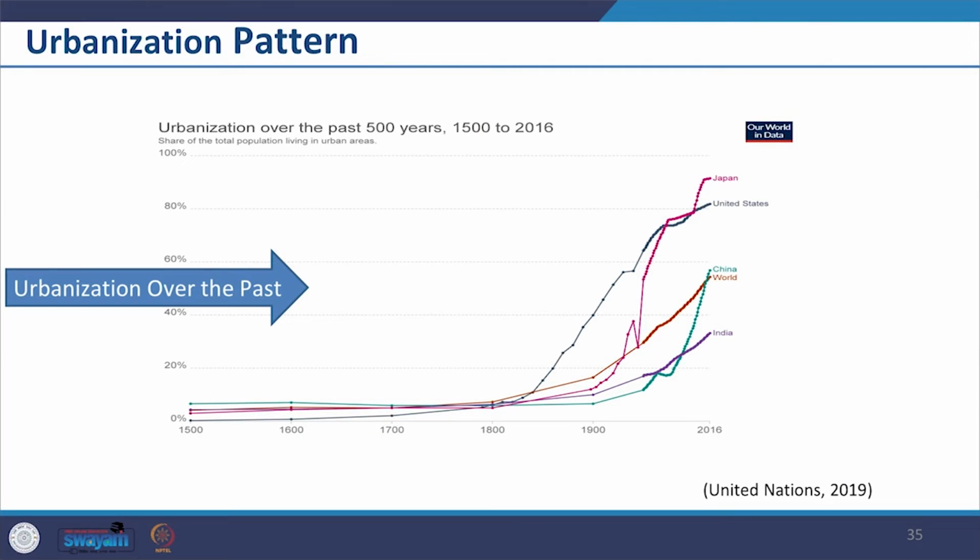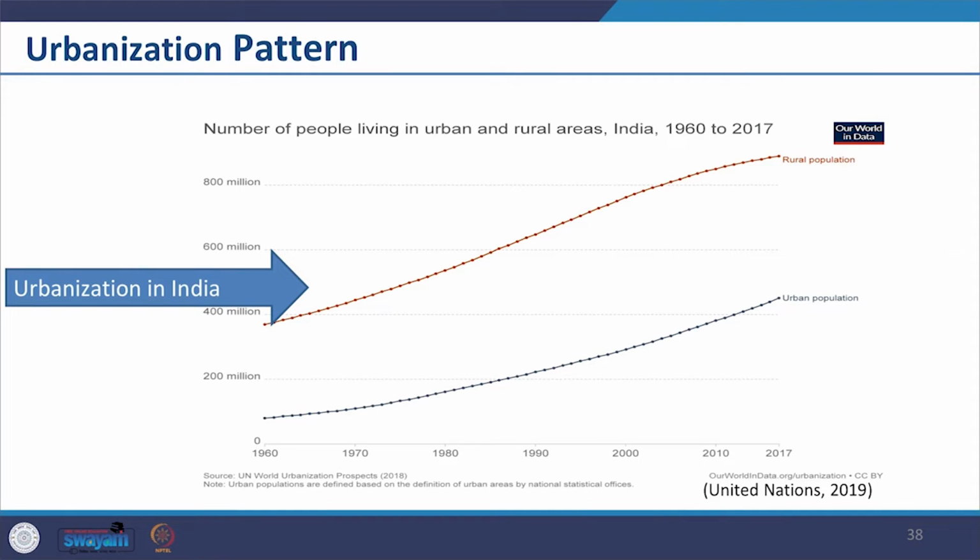We review India's growth so far. Looking at the data from 1500 to 2016, our urbanization rate has been lower compared to the world, Japan, United States and China. We see that the rural population is higher than the urban population in India currently. However, it is projected that urbanization is increasing, and it is estimated that by 2050, we will have more urban population than rural population.